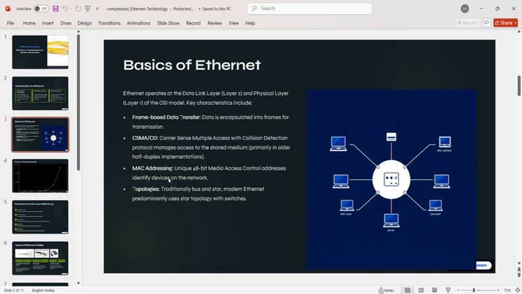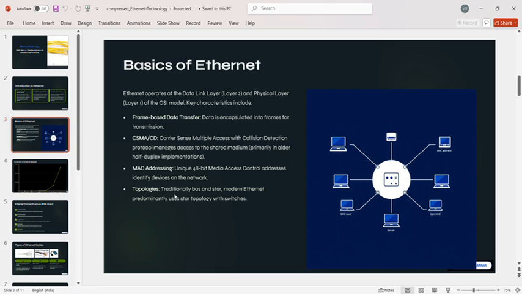Then the MAC address. The MAC address is a very important one; all systems, computers, and laptops have this MAC address. Unique 48-bit Media Access Control addresses identify devices on the network. Each device has a MAC address. The Ethernet frame uses this to know who to send the data to. Media access: earlier Ethernet avoided sending at the same time. MAC addressing is okay, so data transfer.